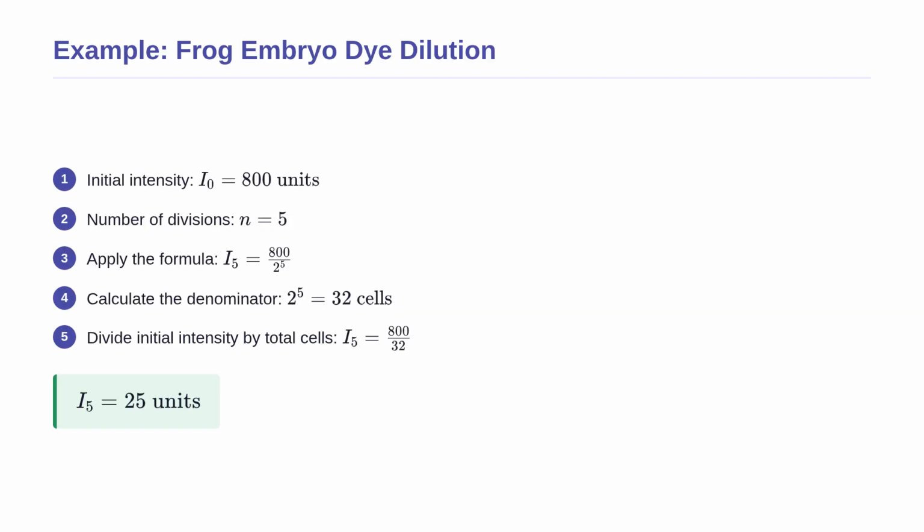Let us apply this dilution formula to a real laboratory scenario. A researcher injects a fluorescent tracer dye into a single cell of a frog blastula. The initial fluorescence intensity is measured at 800 units. The microscope requires a minimum of 20 units to detect the dye. We need to find out if the dye will still be visible after 5 cell divisions.